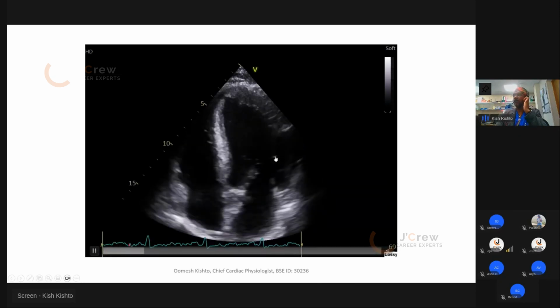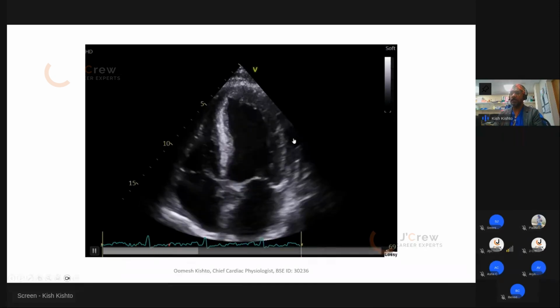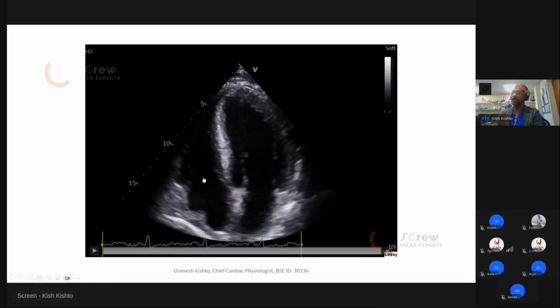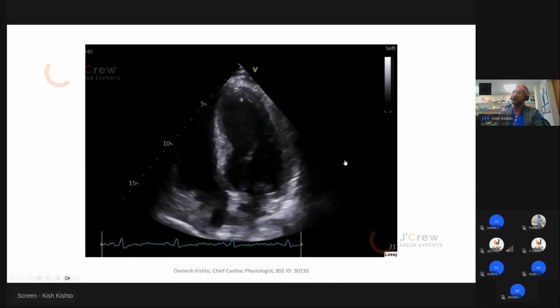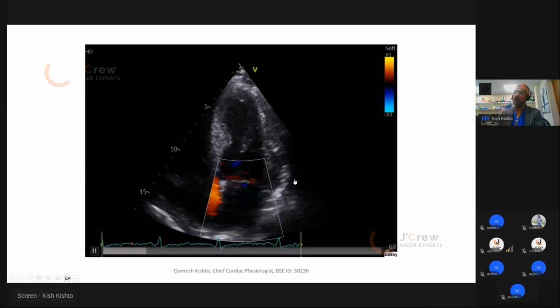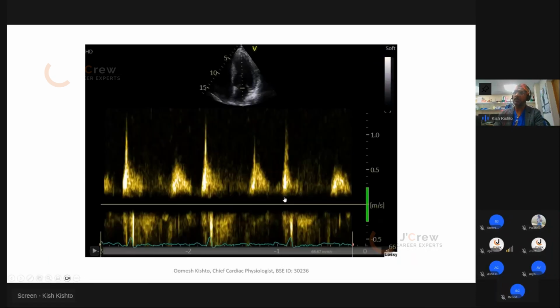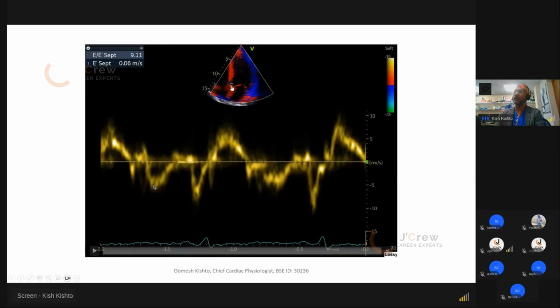Then we have our five chamber view, and here, as we can see, you can see all the four chambers. And again, we do our focus in terms of mitral valve assessment. So our CW and your PW, do all your measurements as normal, and your TDI.